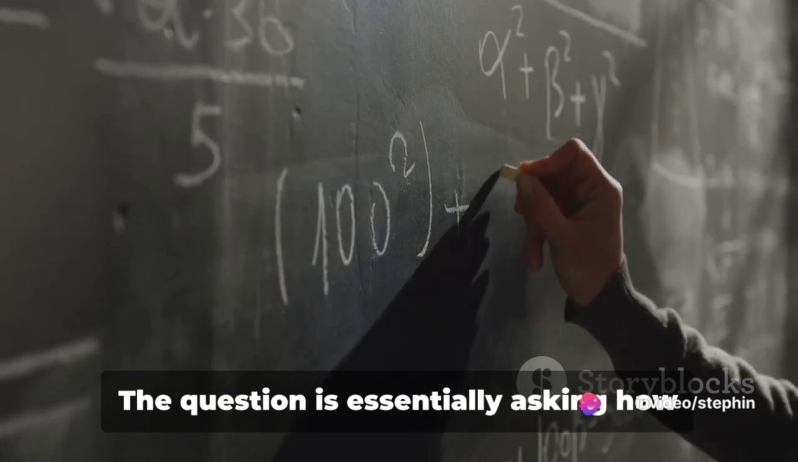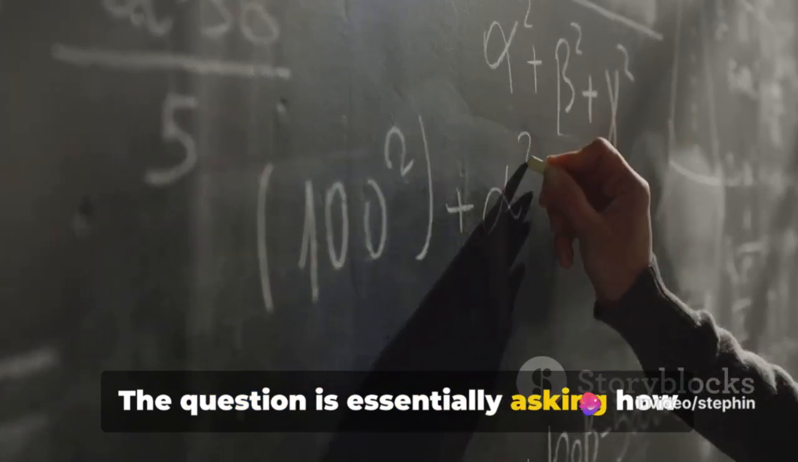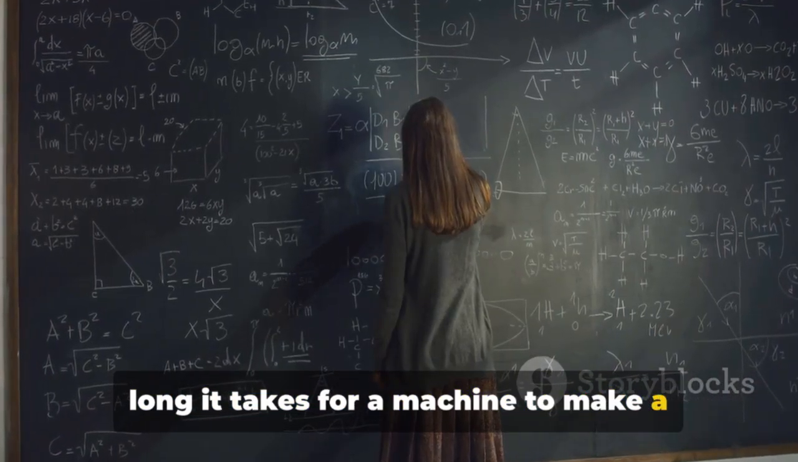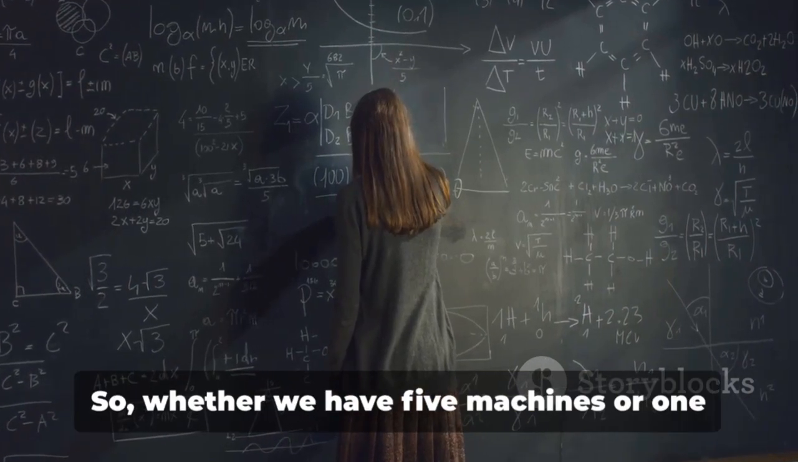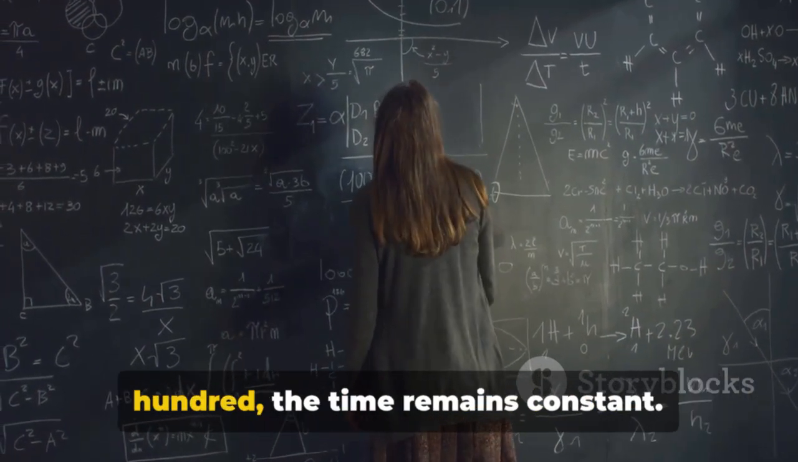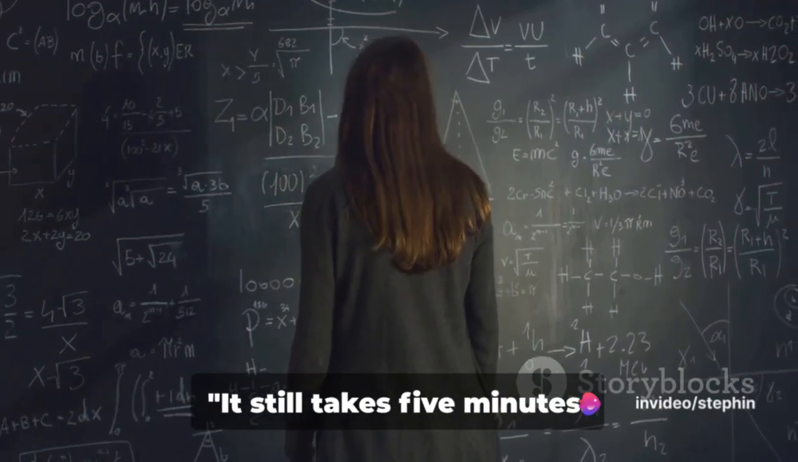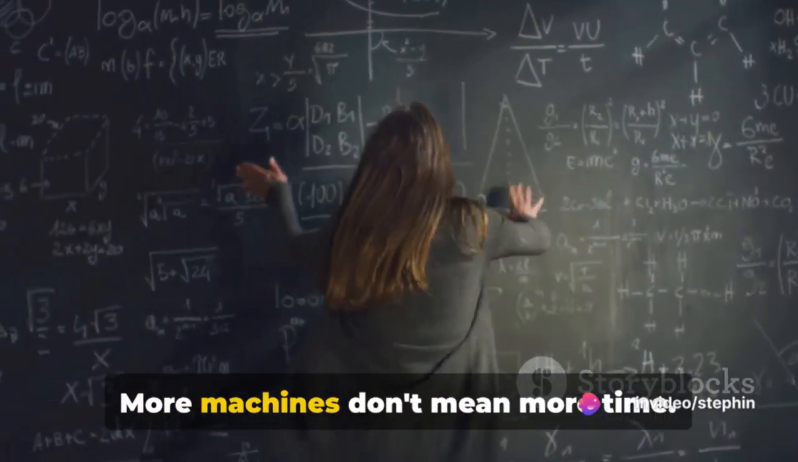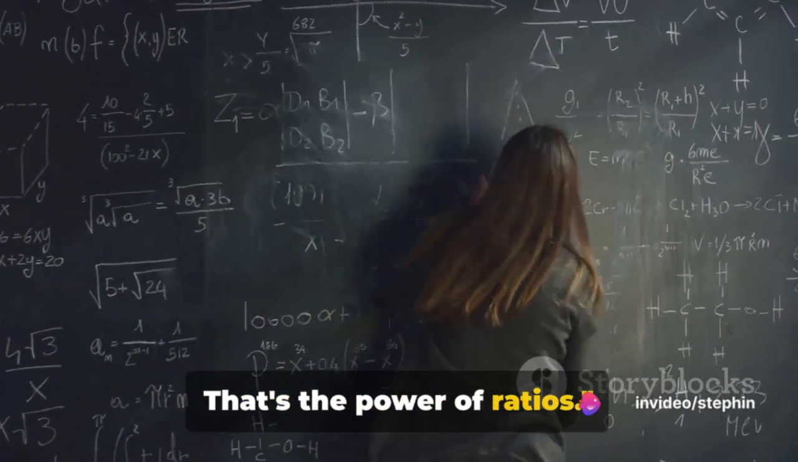The key to understanding this riddle is realizing that the production time is not dependent on the number of machines or widgets. The question is essentially asking how long it takes for a machine to make a widget, and that's 5 minutes. So whether we have 5 machines or 100, the time remains constant. It still takes 5 minutes. More machines don't mean more time. That's the power of ratios.